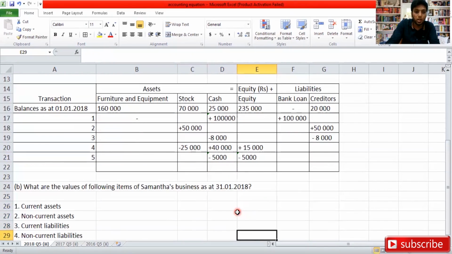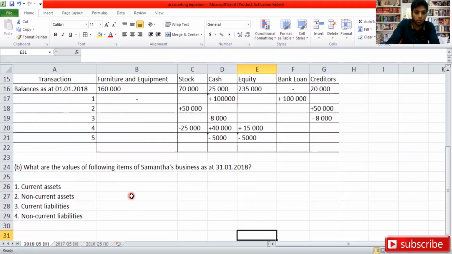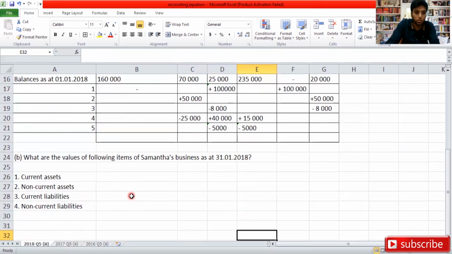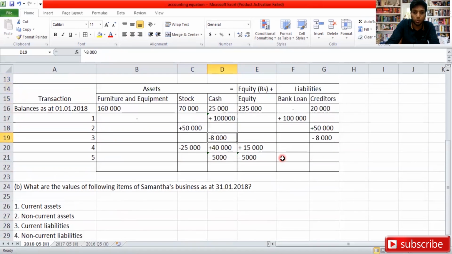I hope you understood. What are the values of the following items of Samantha's business as at 31st 2018? Your non-current assets, your current assets, your current liabilities, and non-current liabilities. Now we need to find out these values before we move on to understanding what is non-current liability. So let's get the total of this. Here 160,000. I can say 70 plus 50 is 120. 120 minus 25 is 95,000.